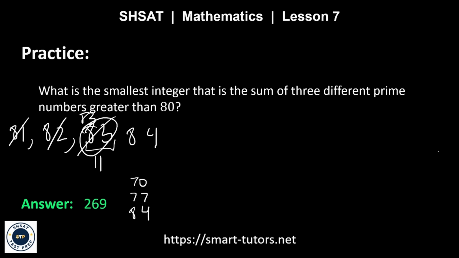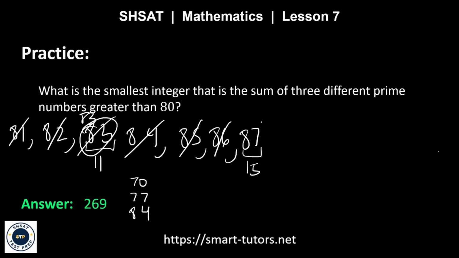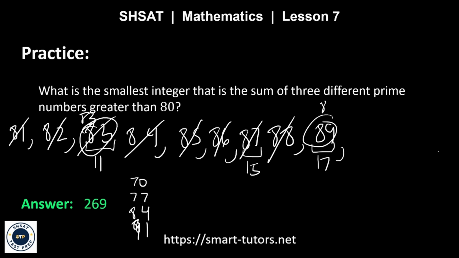Continue with 84. 84 is even, so it's not prime. 85 is divisible by 5. 86 is even. 87, you want to check if it's divisible by 3. If you add the digits, you get 15, so it is a multiple of 3, not prime. 88 is even, not prime. 89, you want to check. If you add the digits, you get 17, which is not a multiple of 3. You also want to see if it's divisible by 7. 84 plus 7 is 91, so 89 is not a multiple of 7 either. So this is our second prime number, 89.